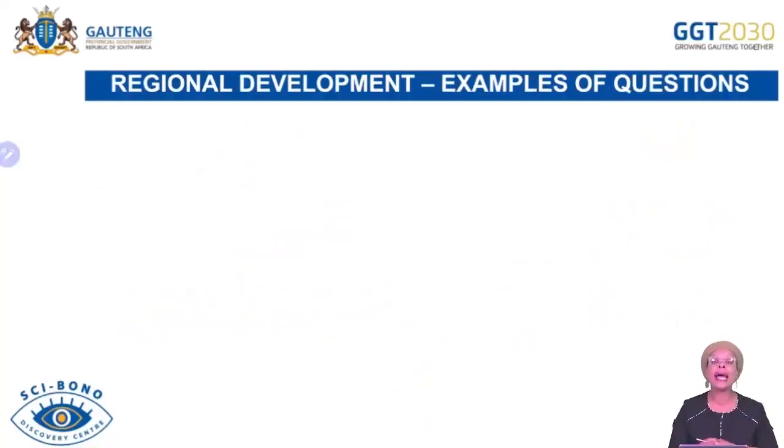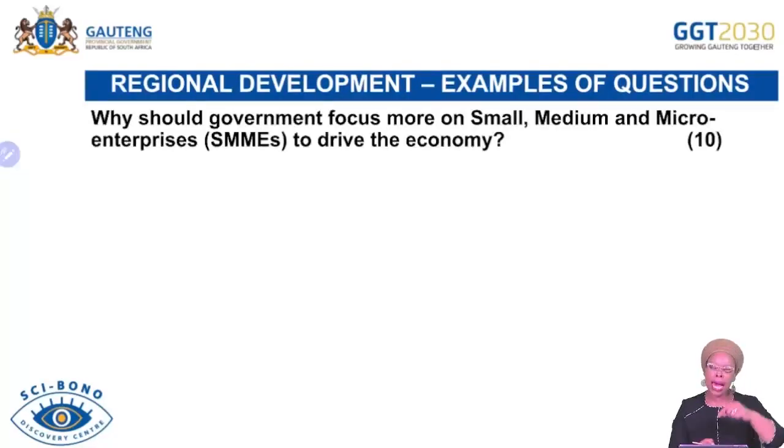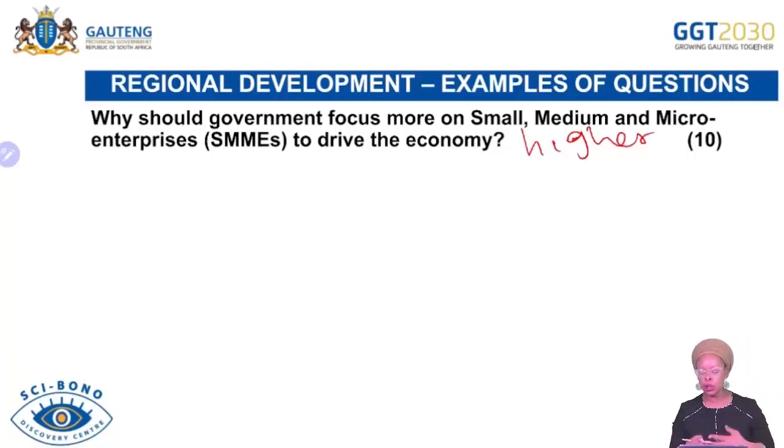Let's look at the additional part. The same way that you answered your 8-mark paragraph questions of higher order, it is the same way that you will answer this question. But the difference here is the mark allocation. It's no longer 8 marks. It is 10 marks, meaning you need 5 points. So this question simply says, why should government focus more on small, medium, and micro enterprises to drive the economy?